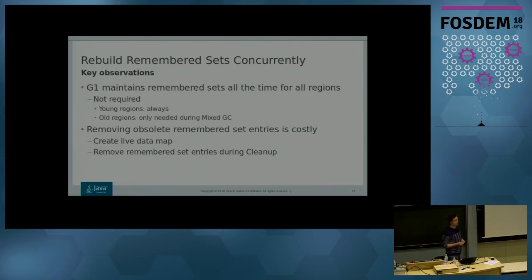Some key observations. G1 maintains the remembered sets all the time for all regions. I mean, if you think about it, and after seeing this animation, you will notice that G1 actually needs this remembered set, at least for old regions, only during these mixed GCs. All the other time it doesn't need it. And the other issue is that removing those obsolete remembered set entries is costly. I mean, you need to create this live data map. During the cleanup pause, you need to scrub what we call the remembered set, which can take a few hundred milliseconds actually, which you don't want.